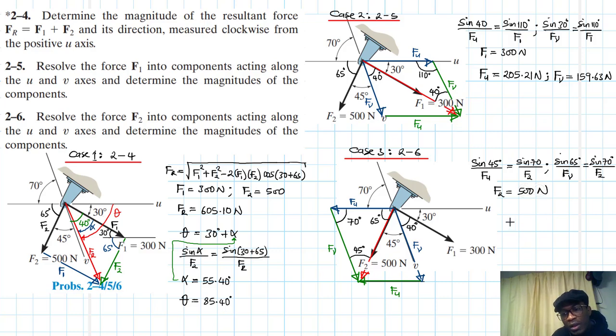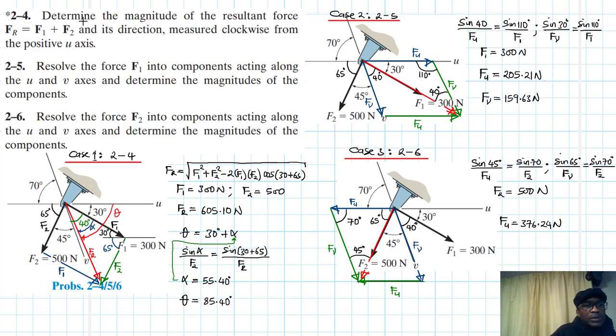Therefore, Fu, from this equation, you just make Fu subject to the formula. This will give us 500 times sine 45 divided by sine 70. So we get 376.24 newtons. Okay, let me just bring this one down. I bring it down like this. It is going to be more clear.